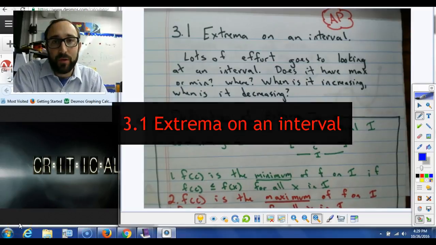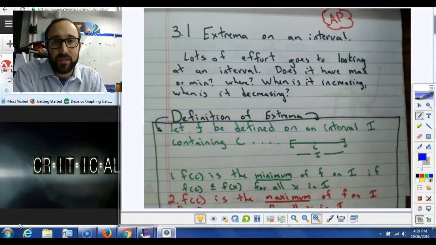Hey everyone, welcome to 3.1, and this is the next chapter. We're talking more about derivatives. We're not getting away from them. We're talking about extrema on an interval, which is the first section.